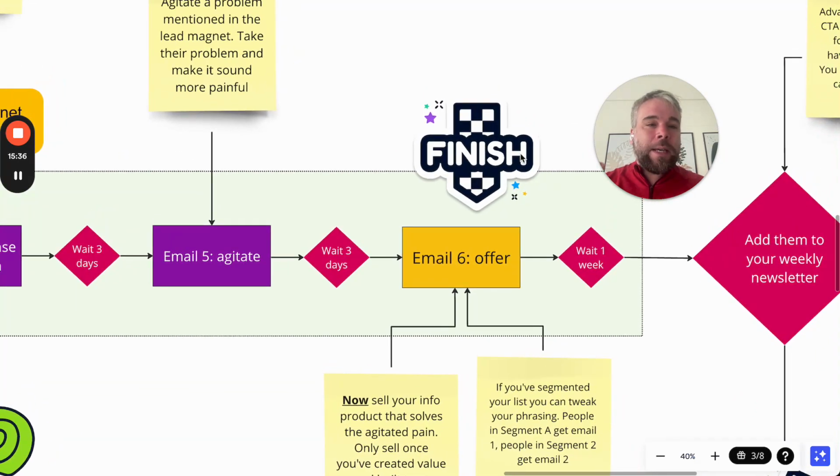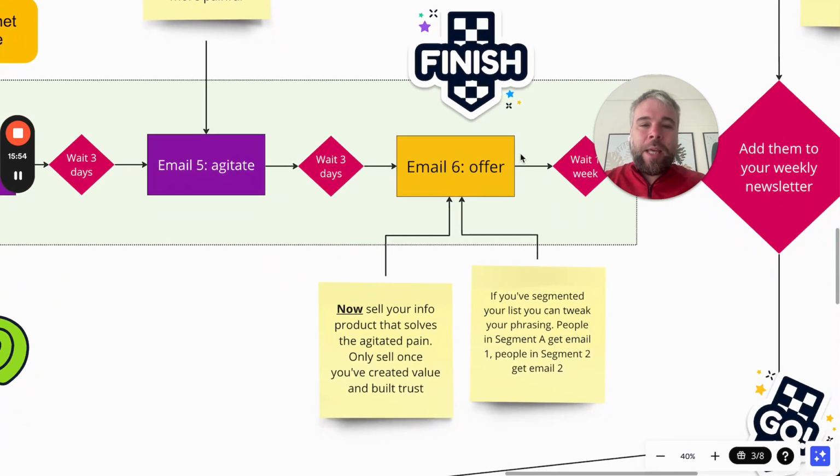Now let's get to your offer. That's right, you're 6 emails in, you've given away 1 or possibly 2 lead magnets, and now you're sending them an offer. However, once this is set up, it runs on autopilot, and you're giving everyone this incredible experience of advice and building trust. So, email 6, you sell your product that solves the agitated pain. You only sell once you've created value and built trust. And also here, if you've segmented your list, you can tweak the phrasing.